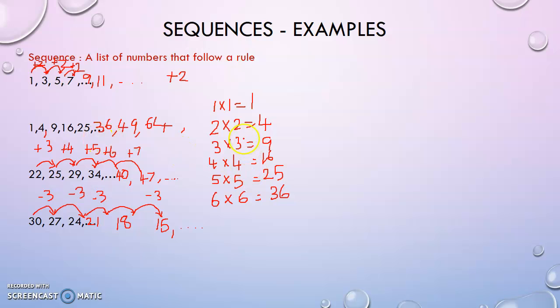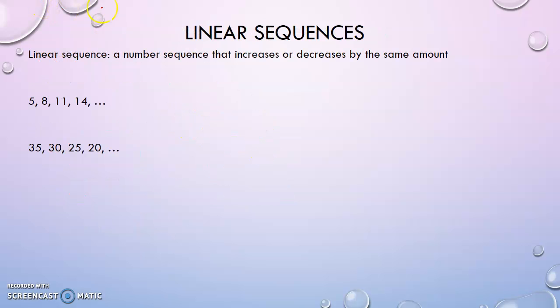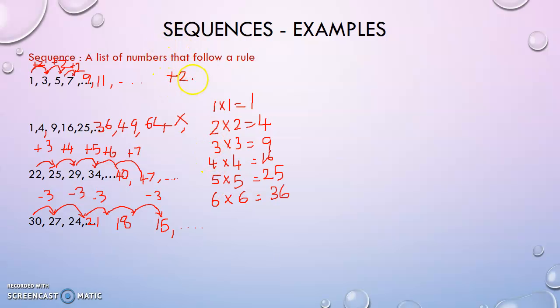Here we find the square of the number. But is the next number found by adding some particular number? No. So this is not a linear sequence. This is a sequence, but this is not a linear sequence. For a linear sequence, what is needed? It increases or decreases by the same amount. So here, +2 means it increases by 2.